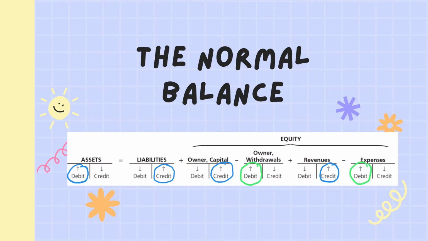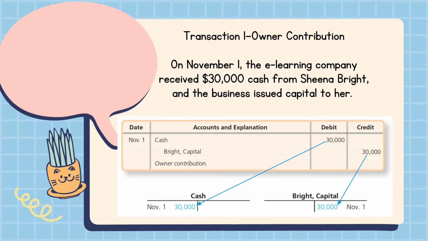So in chapter 2, you need to know this one. You need to know the normal balance, because you will not be able to journalize any transaction unless you know the normal balance for each account. So let's start with the transactions that we already know from chapter 1. Let's do them again.